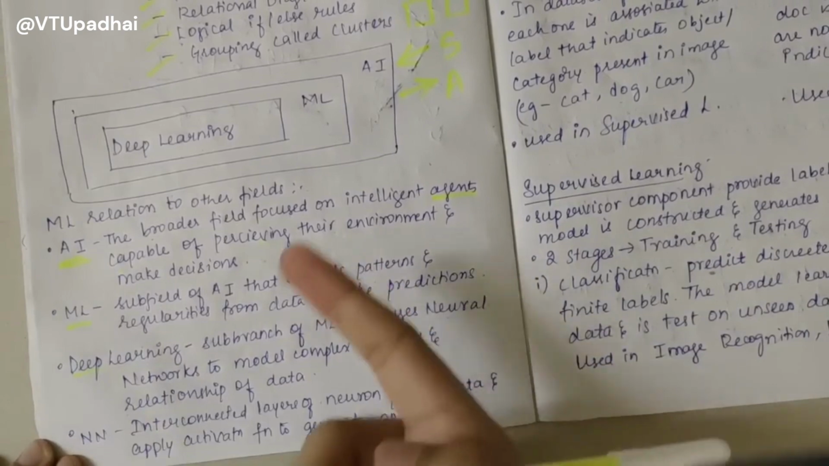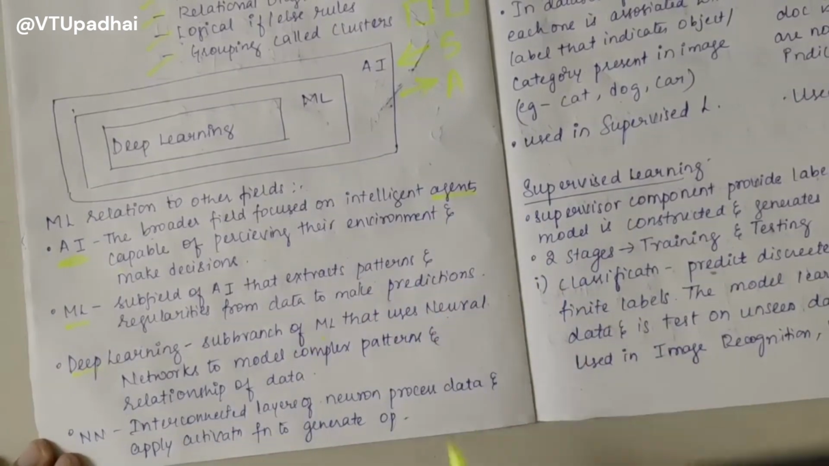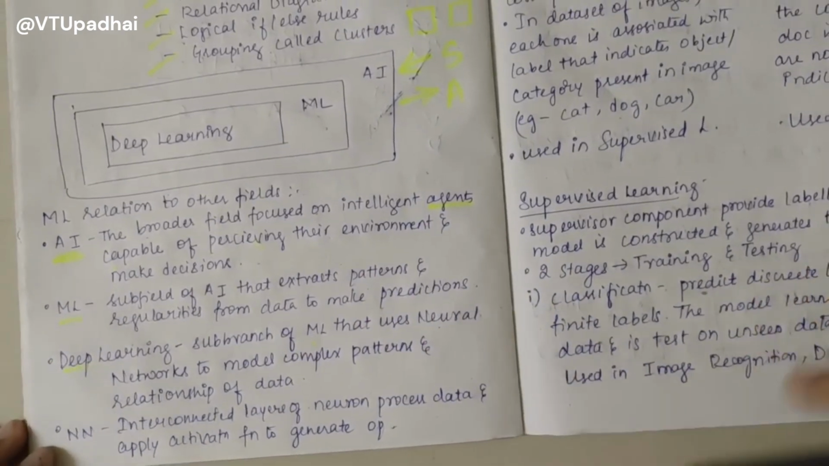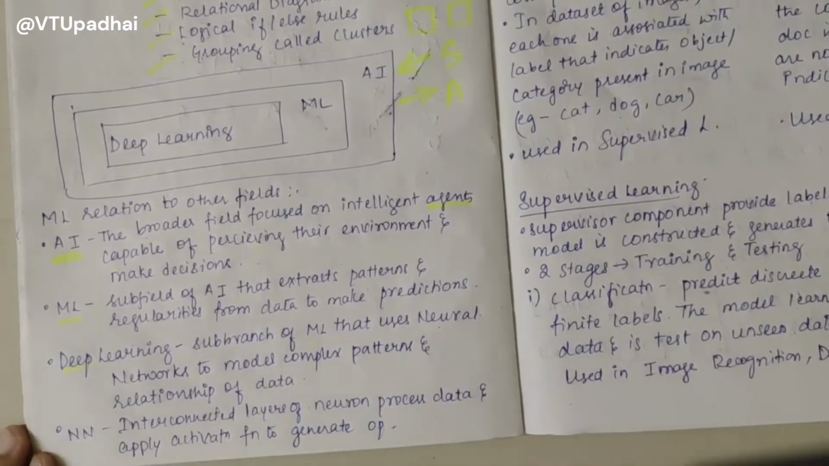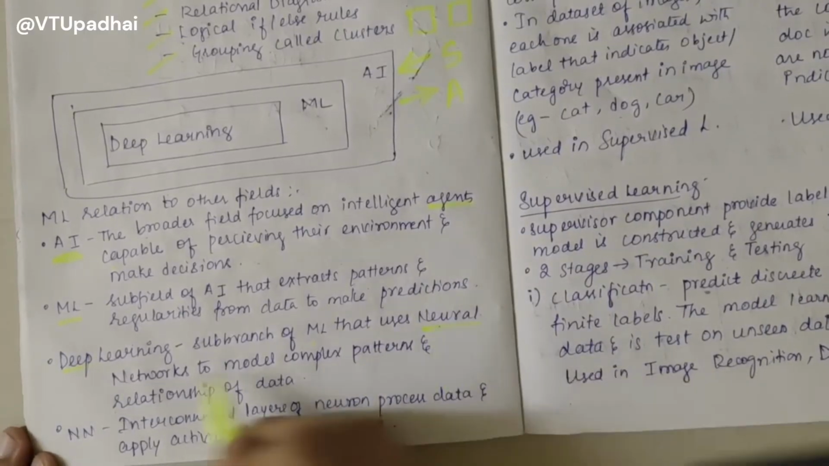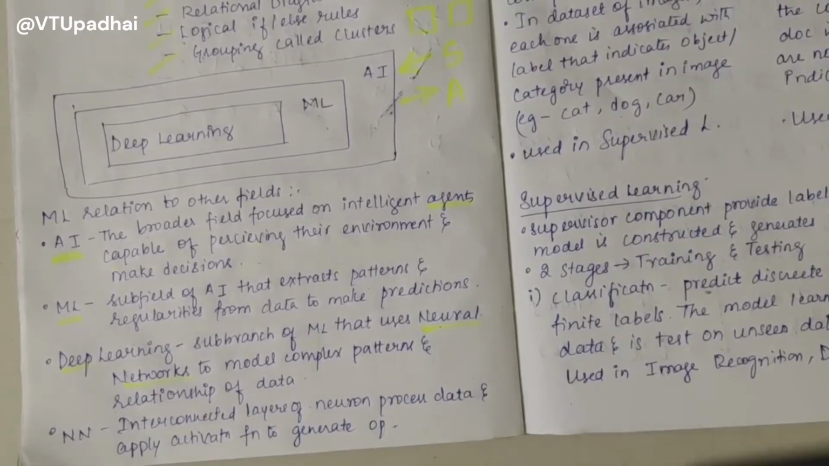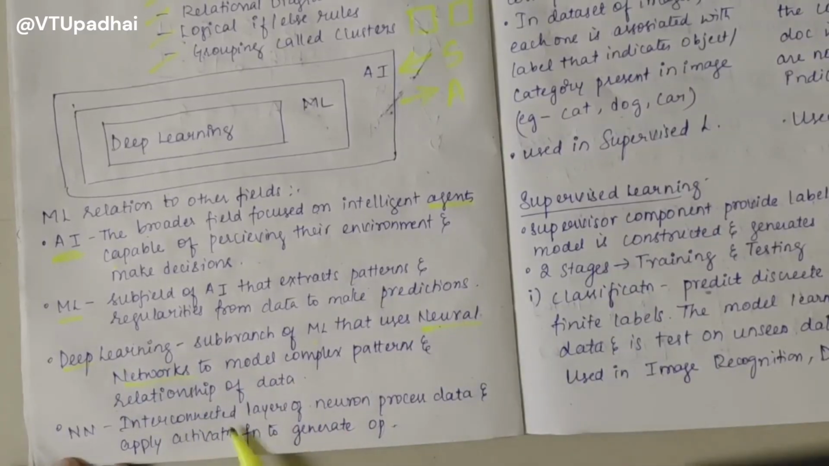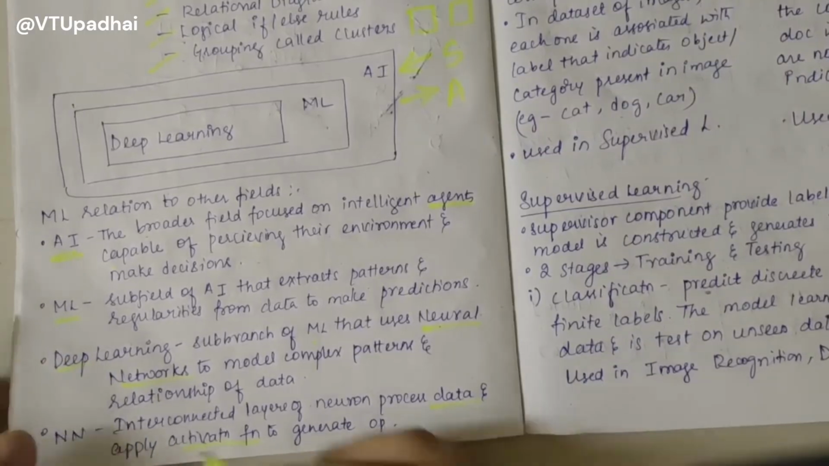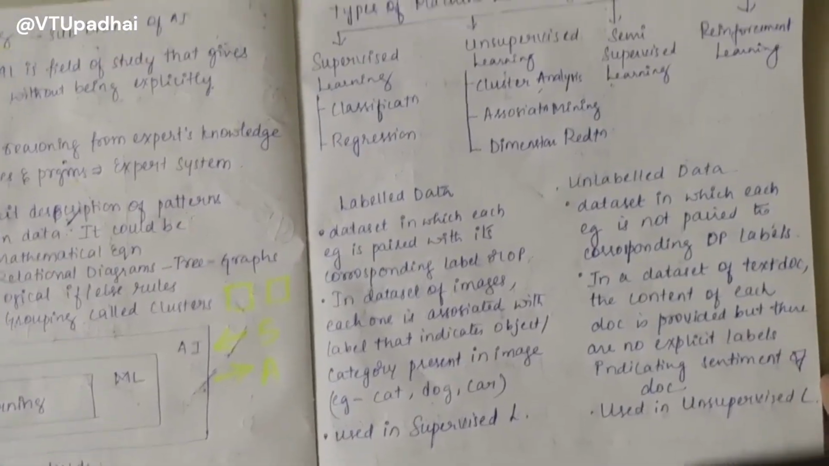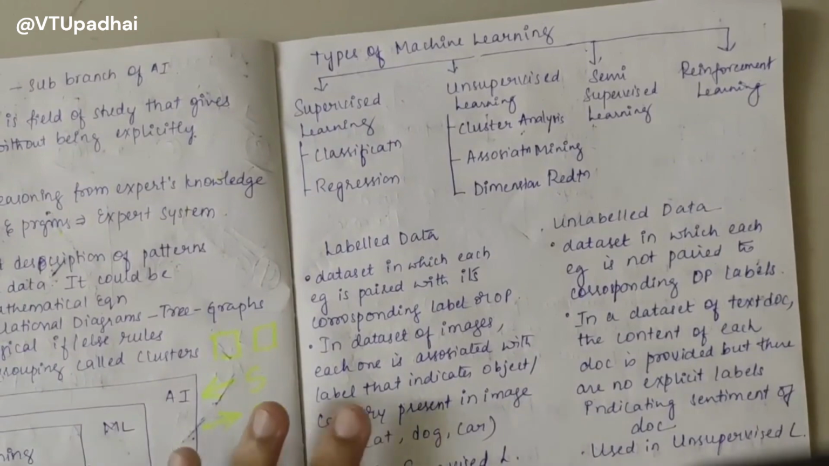Then we have deep learning. Deep learning is further a sub-branch of ML that uses neural networks to model complex patterns and relationships of data. Here, neural networks refers to interconnected layers of neurons, like how we have neurons in our brains. Deep learning is based on that particular theory. So interconnected layers of neurons process the data and apply an activation function to generate the output. We'll be seeing this in depth in the 5th module. So this was about the basic ML intro.